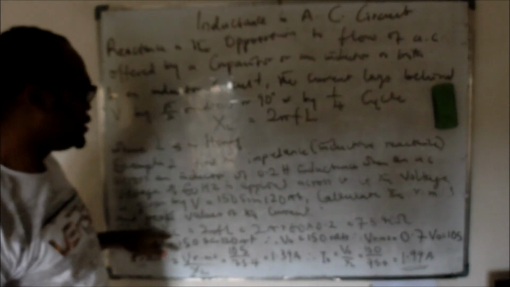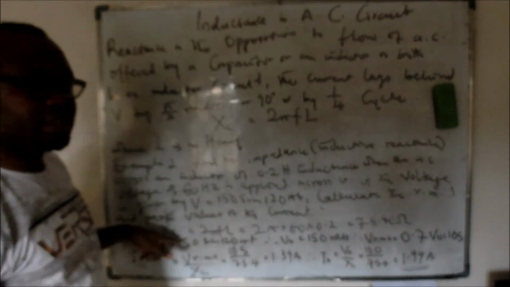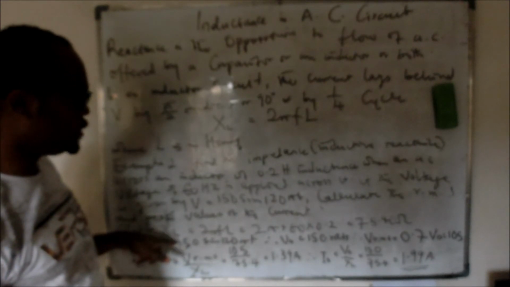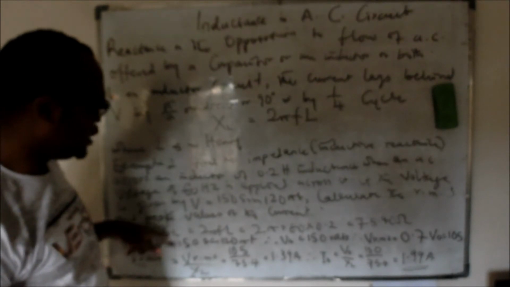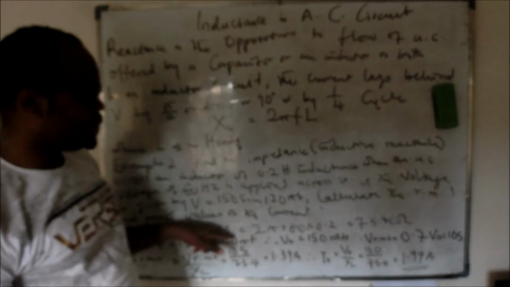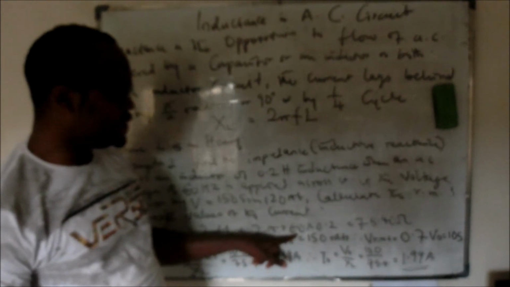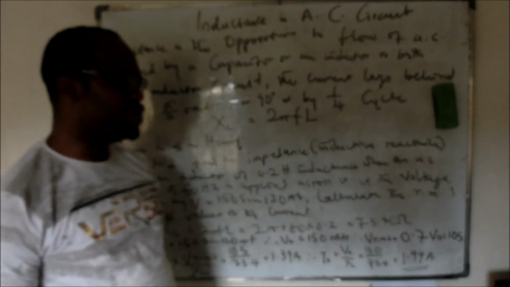Now calculate the root mean square and peak values of the current. To do that, first of all, you calculate the inductive impedance or the inductive reactance, just the way we did in the other one, XL. That's what you must calculate. If it's for capacitive reactance, you have to calculate XC, but here we are calculating X subscript L, which is equal to 2 pi FL, which is equal to 2 pi, F is 60, L is 0.2, to give us 75.40 ohms. So that is the inductive reactance.